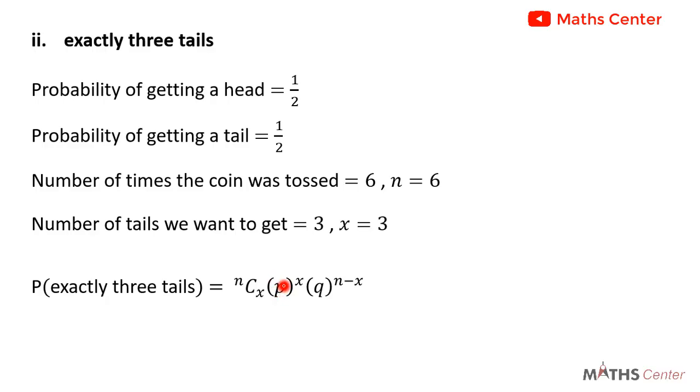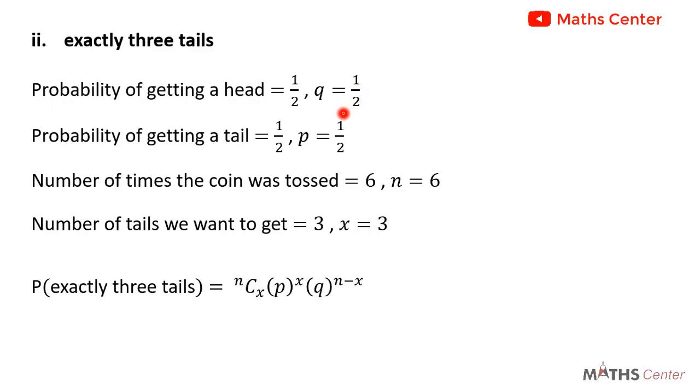P is the probability of success. As I've already explained, we want to get 3 tails. So in this situation, getting a tail is considered success. So P, which is the probability of success, will be the probability of getting a tail. And the probability of getting a tail is half. So P is equal to half. If the probability of getting a tail is success, then the probability of getting a head will be failure. And Q is the probability of failure. The probability of getting a head is half. So the probability of failure, which is Q, will be equal to half.